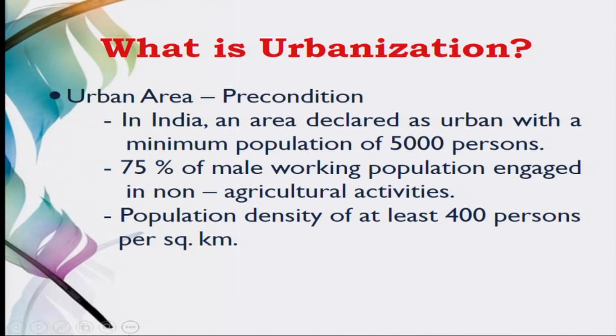So, in India, an area is declared as an urban area if it has a minimum population of 5,000 persons in the particular boundary, 75% of the male working population engaged in non-agricultural activities, and a population density of at least 400 persons per square kilometer. All these factors constitute how an urban area has to be decided.